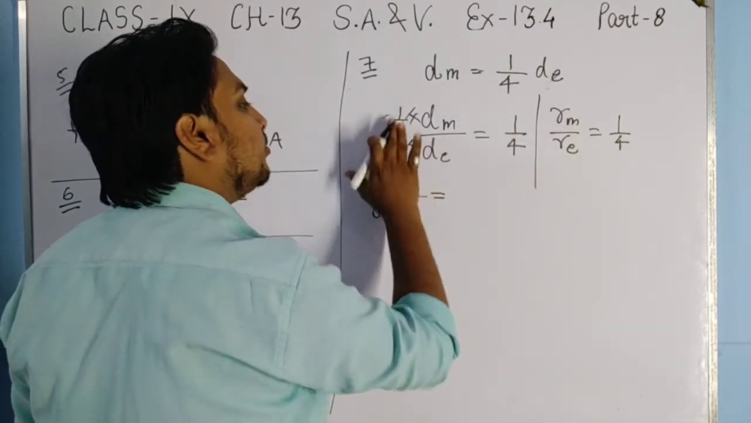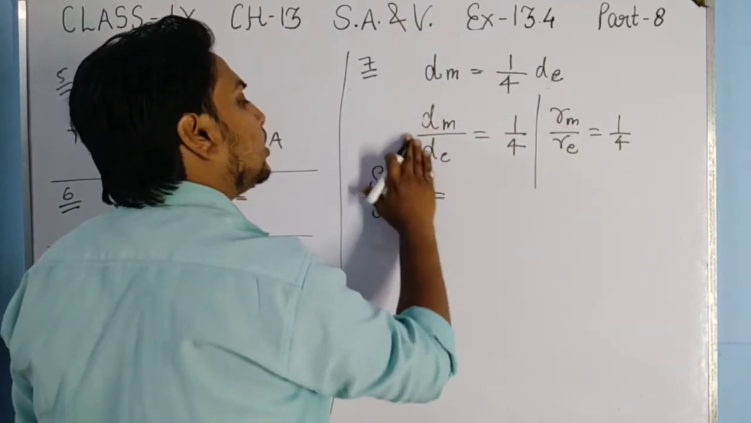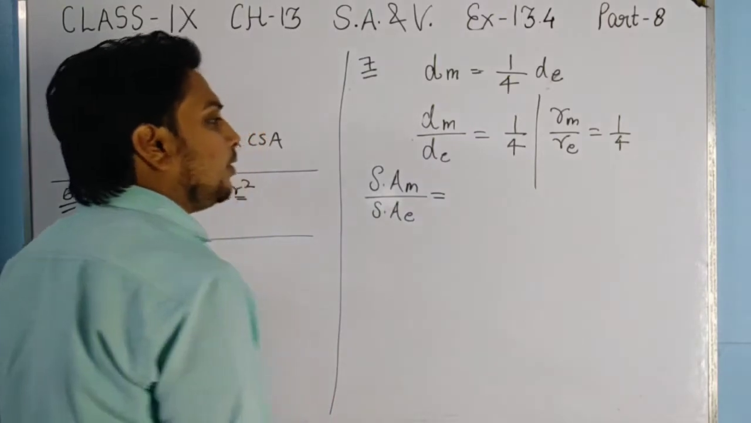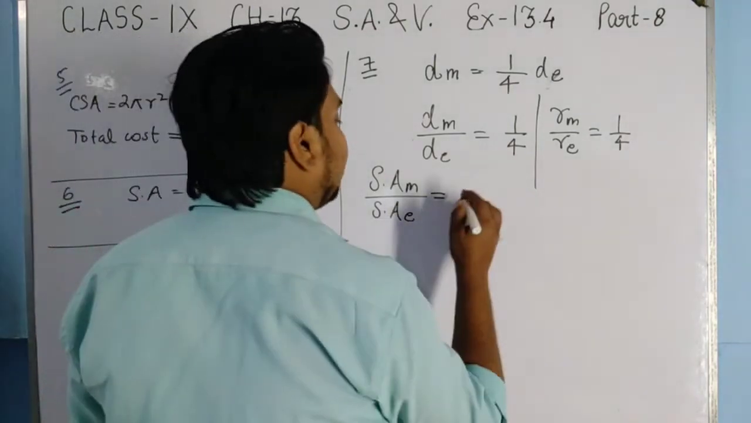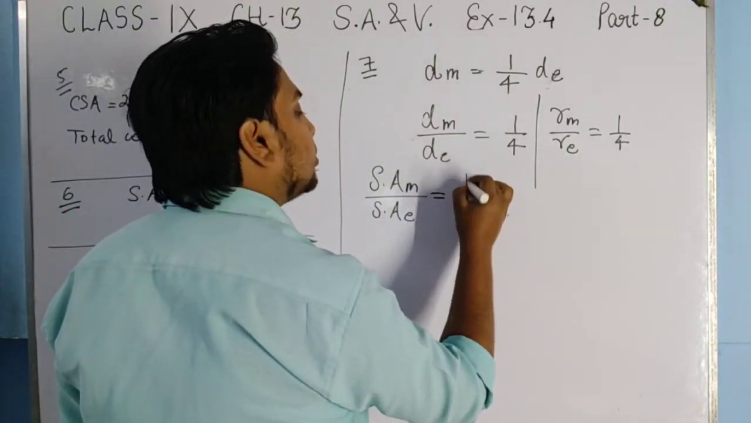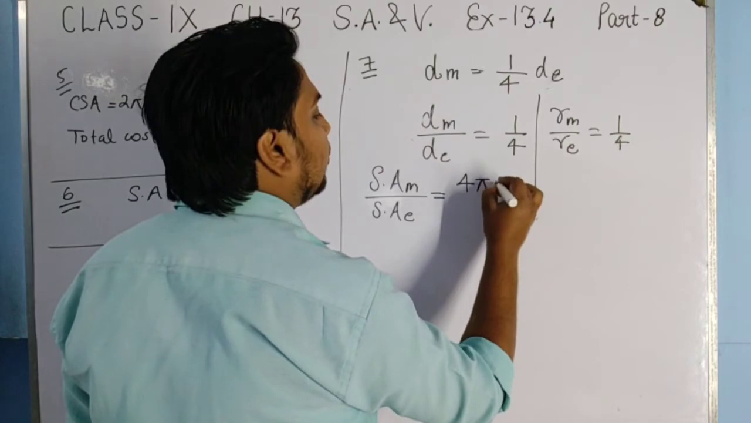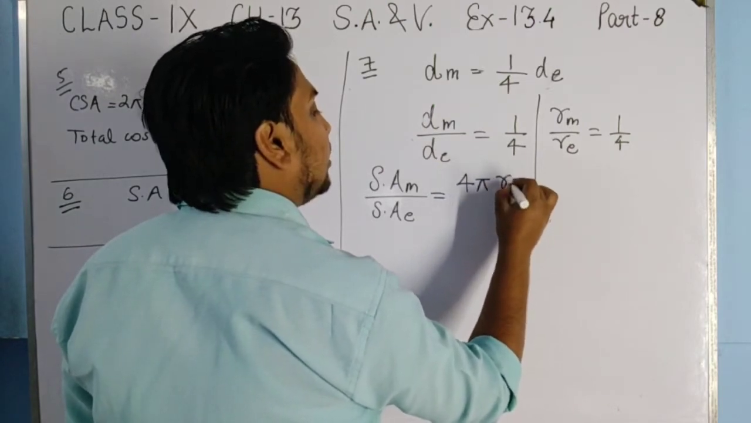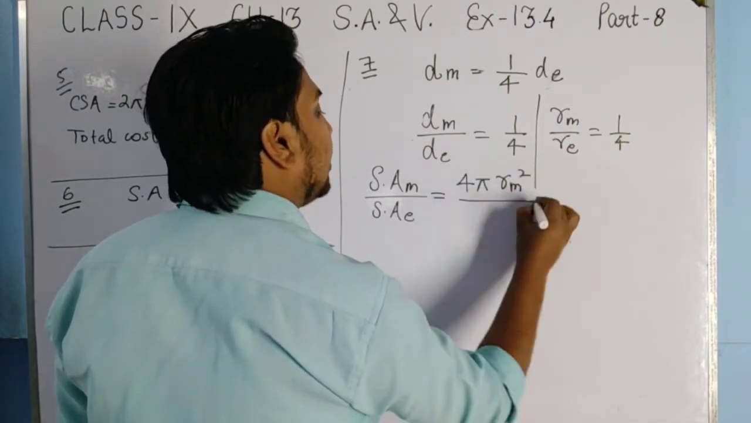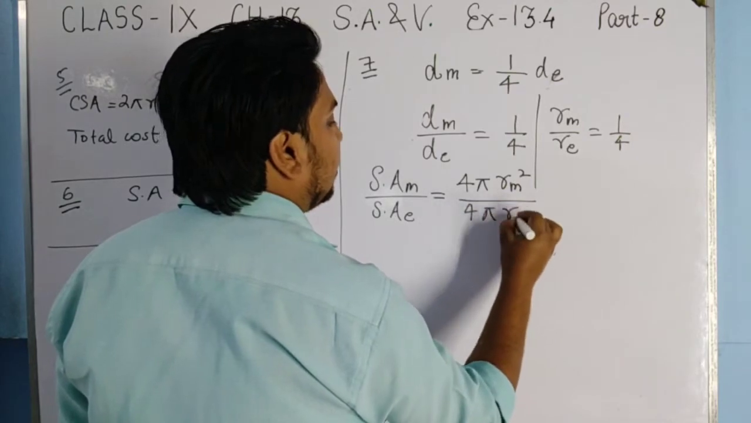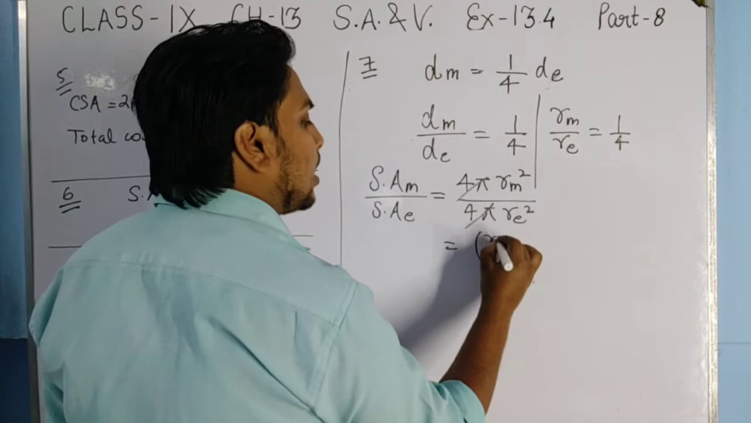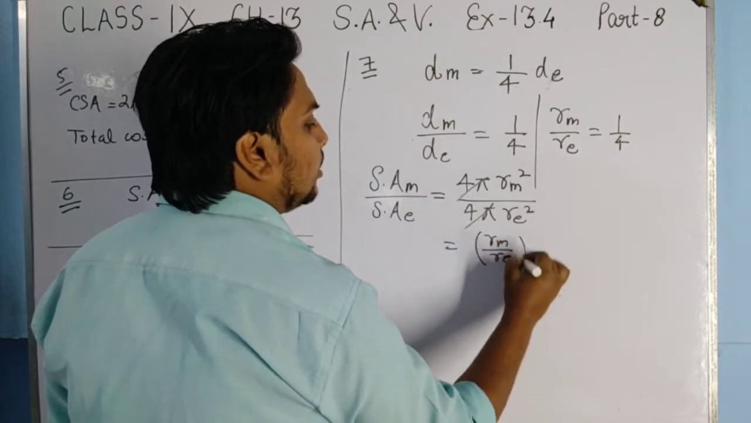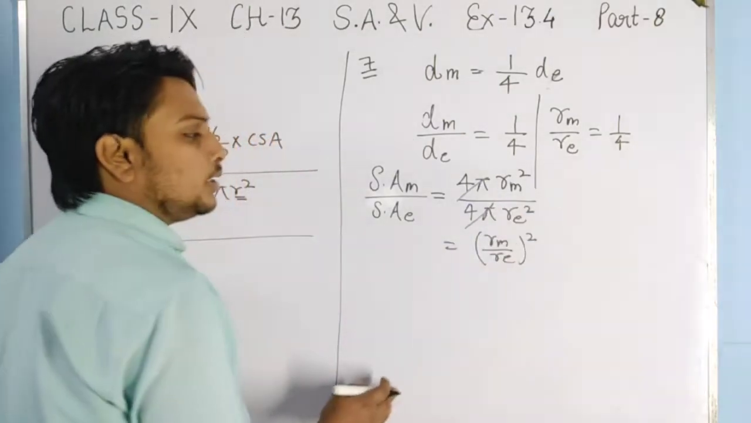Okay, radius of moon upon radius of earth will be what? The same, 1/4. So surface area of moon upon surface area of earth. The formula for this will be 4 pi r_m square and here 4 pi r_e square. 4 pi cancel out. It will be r_m upon r_e whole square. We can write it like this.